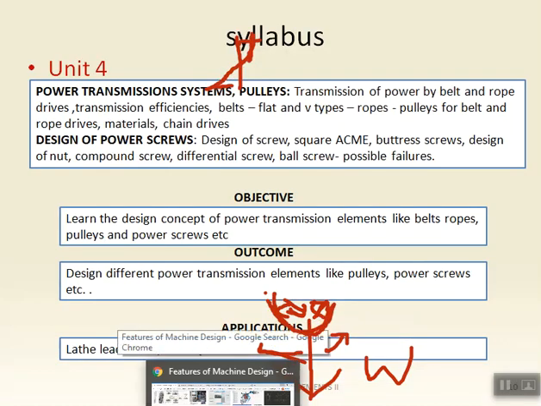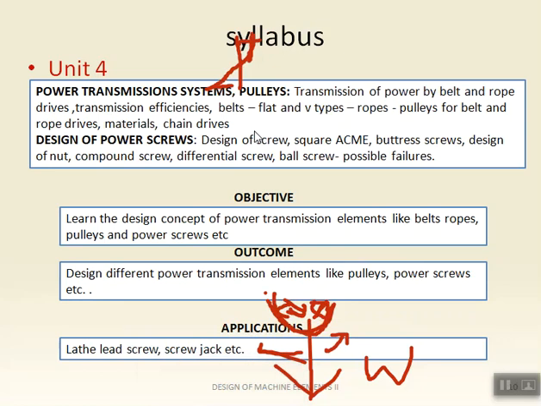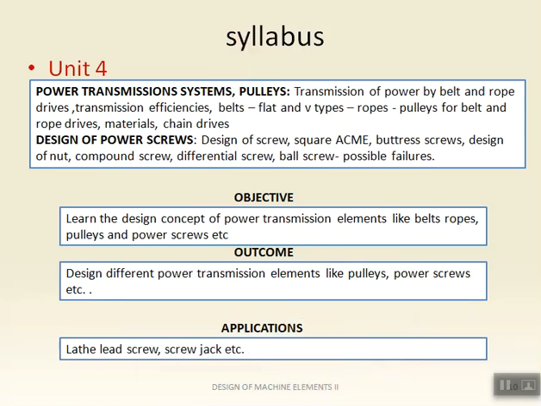Coming to unit number 4. In unit number 4 we are going to learn about power transmission systems like pulleys and different types of belt drives, rope drives, chain drives, etc. And also we are going to learn about power screws. So what is the objective of learning this? Why should we learn this?